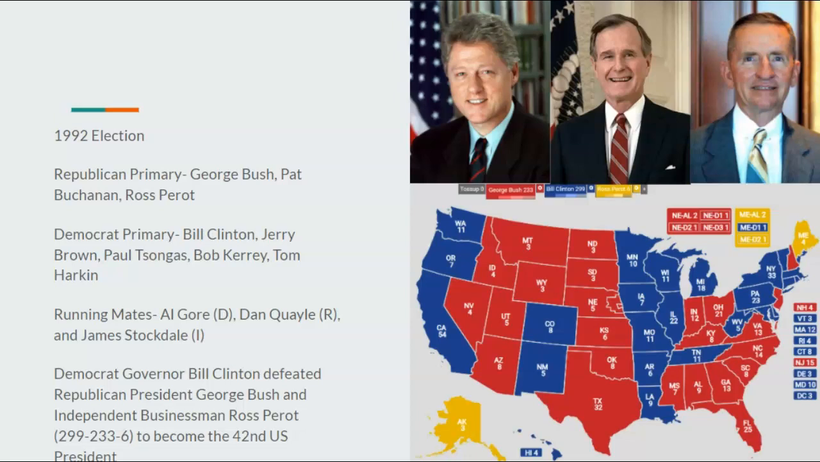But again, Ross Perot would drop out against Bush and Buchanan and run a third party, again an independent. Instead of winning 19%, he would actually win 22 to 23% of the vote, winning Maine at-large, Maine's 2nd district, and Alaska, giving him 6 electoral votes. But in the end, Democrat Governor Bill Clinton defeats Republican President George Bush and independent businessman Ross Perot 299 to 233 to 6 to become the 42nd President of the United States.